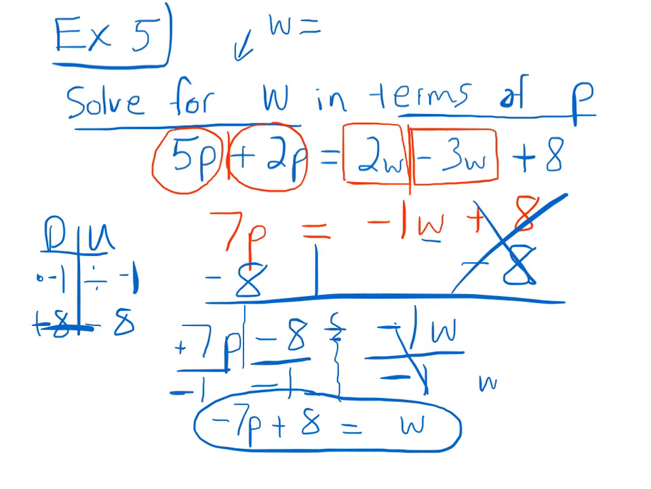Now, if you want, you can rewrite it. So that's this way. Negative 7p plus 8. You can rewrite it so that this w is on the left-hand side, which I know a lot of you like to have, the variable that you solve for on the left. That's fine. Doesn't change anything.